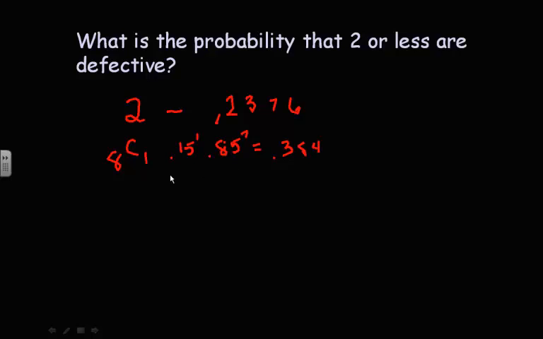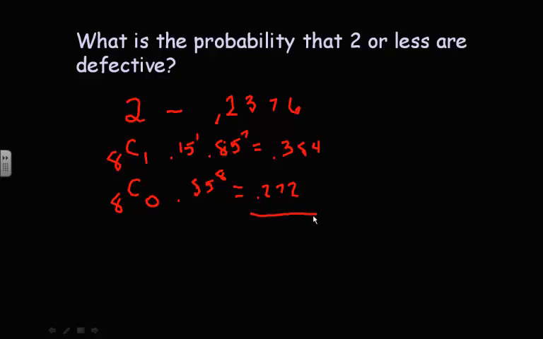Now that's 2 ways and 1 way, but it says 2 or less, so we also have to calculate 8C0, meaning no defectives. Instead, we want all 8 of them to be good. So we'd have 85%, and we want that 8 times. And if we multiply that all out, we get 0.272.